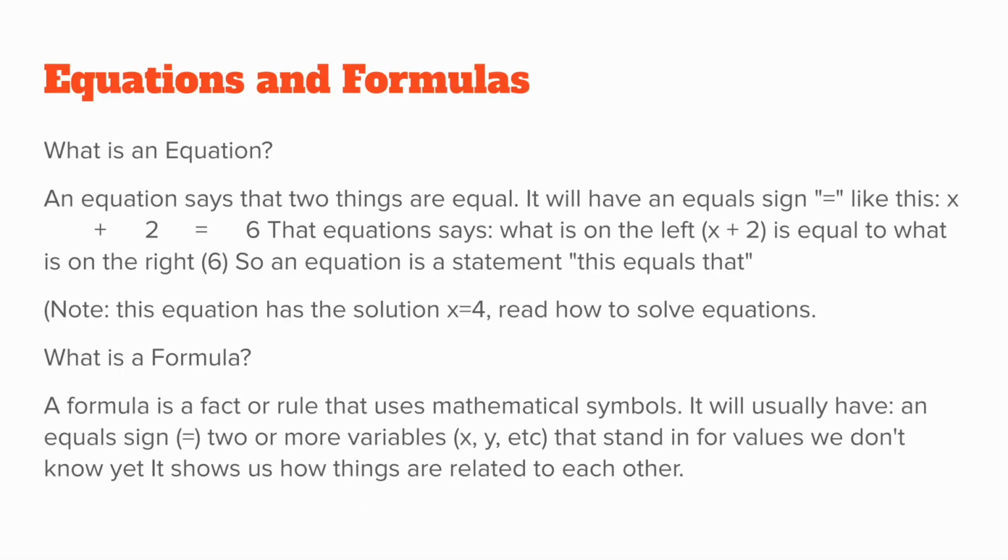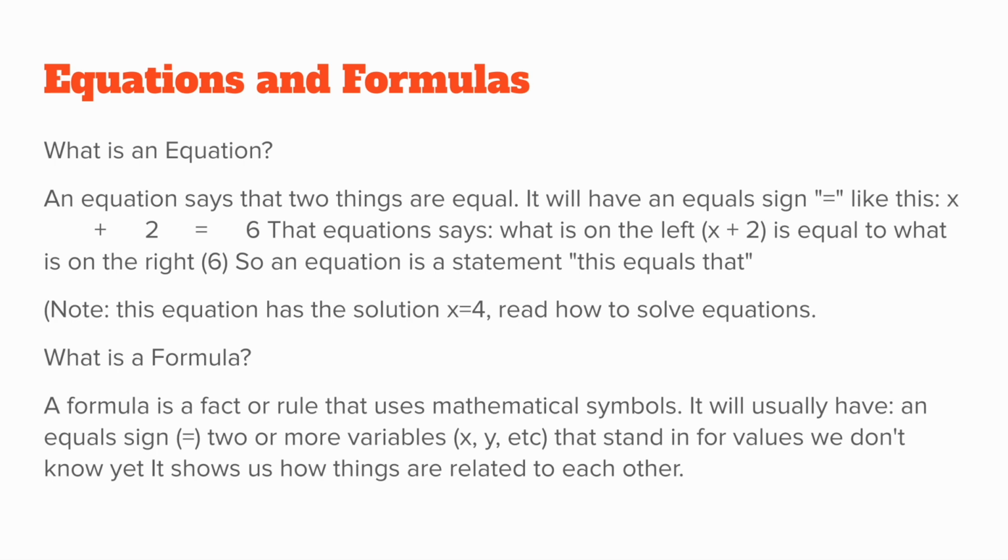Now let's learn equations and formulas. What is an equation? An equation says two things are equal. It will have an equal sign, like this. For example, x plus 2 equals 6. That equation says what is on the left, x plus 2, is equal to what is on the right, 6. So an equation is a statement: this equals that.